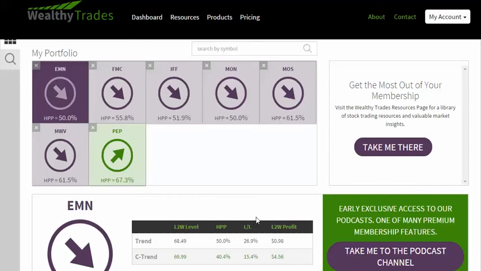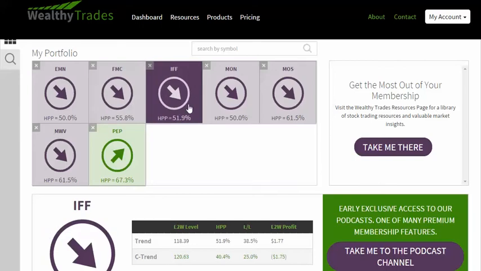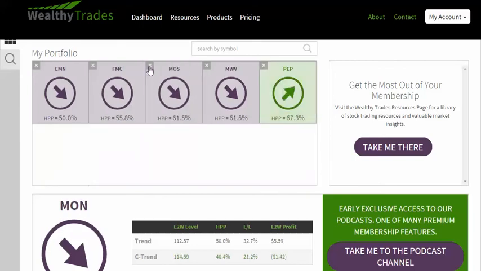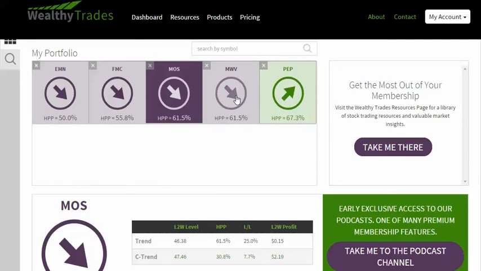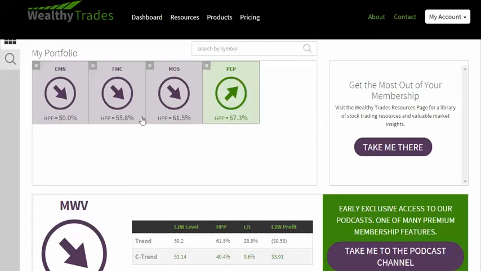EMN, all right, EMN does make money. That's good. FMC does make money. That's good. IFF doesn't. Let's eliminate that. MON doesn't. MOS does. And MWV doesn't. Okay, so now we've got it pared down to 3 opportunities.